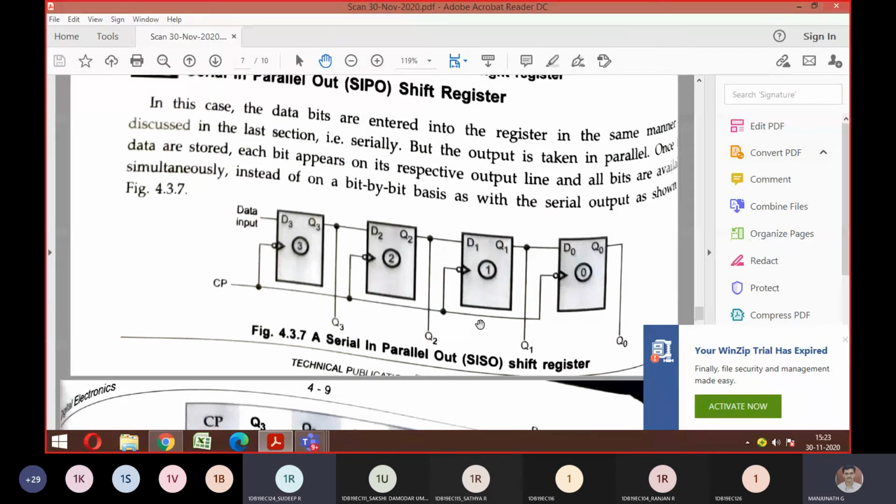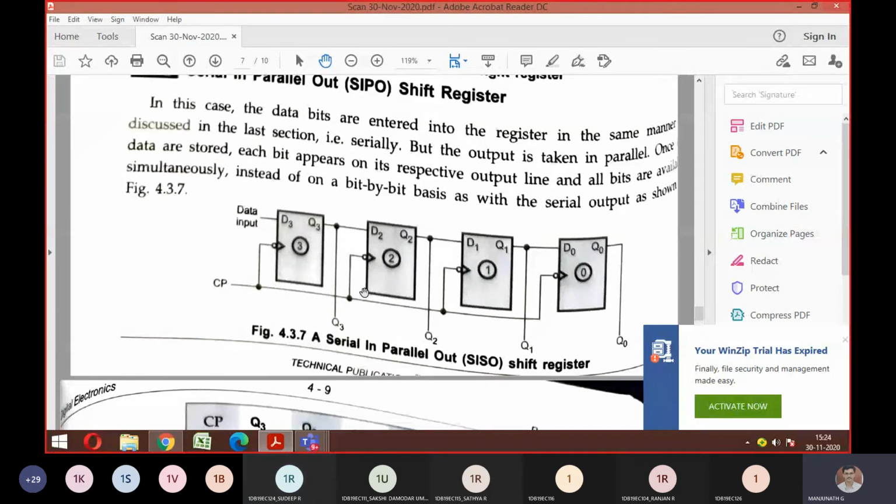1010 is input, I am providing serially. How will we take it parallelly now? Which one will come first? In this example, is it left hand or right hand side shifting? Right hand side, good. So 1010, which one will come first now? LSB. So what is the Q3 output? Q3 is 0. Correct.